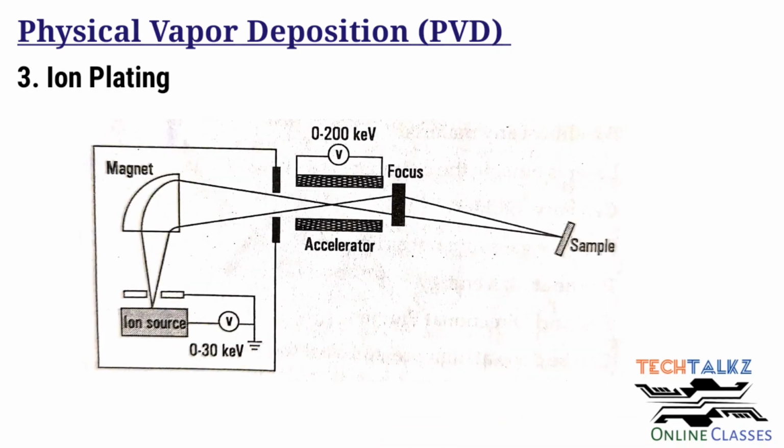A typical ion plating system is shown here. There is an ion source, there is an electromagnet. It is used to select the desired ions and it will act as a filter. Then the energy of these ions is controlled by an accelerator. Then it is focused using charge plates and directed towards the sample.